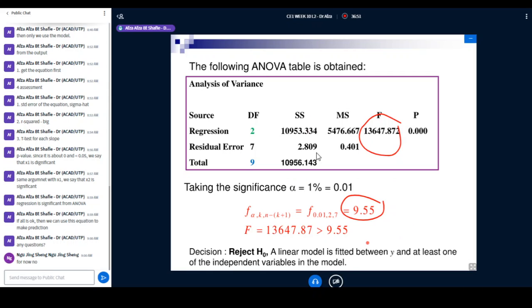So the F test does not tell you which of the X is important. The T is the one that tells you which of the X is actually important in that regression analysis. This is how I will do the analysis for that.